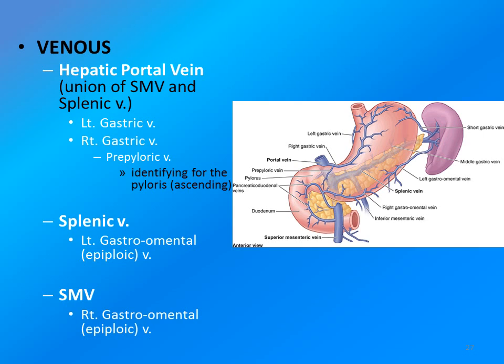Feeding into the splenic vein is also the left gastro-omental or epiploic vein along the greater curvature of the stomach, and its sister component, the right gastro-omental vein, which is going to feed into the superior mesenteric vein. Again, the superior mesenteric vein and the splenic vein unite to form the hepatic portal vein.